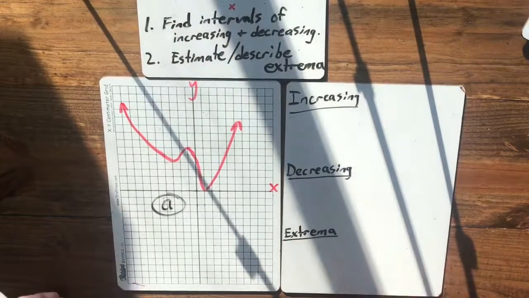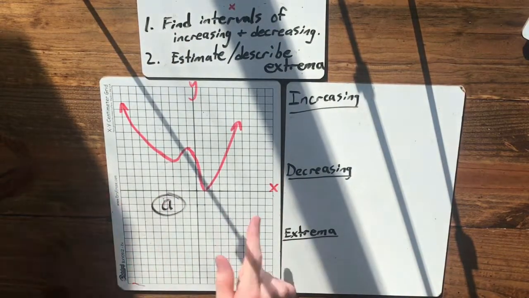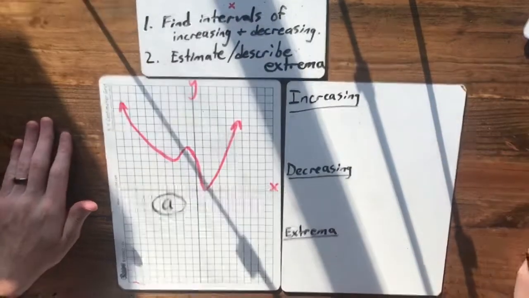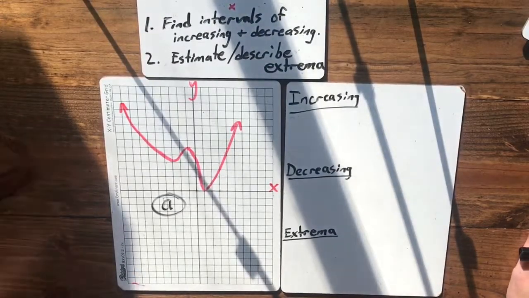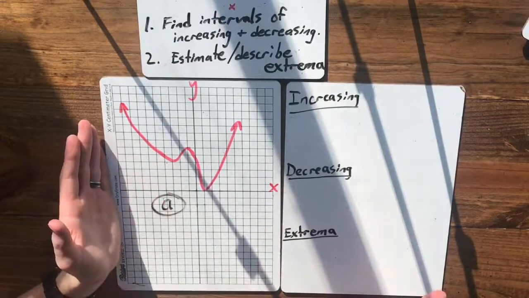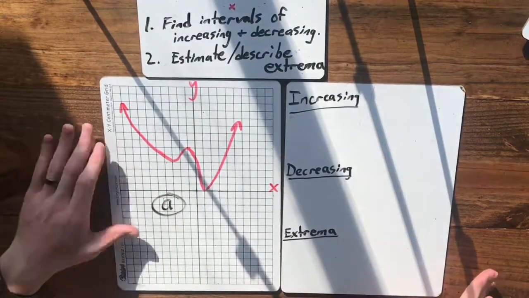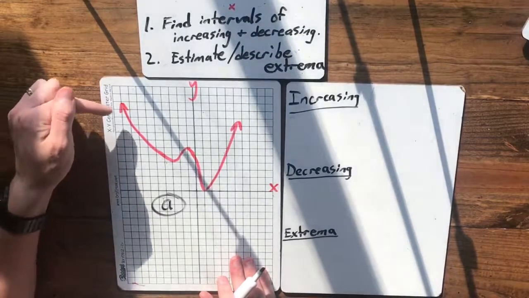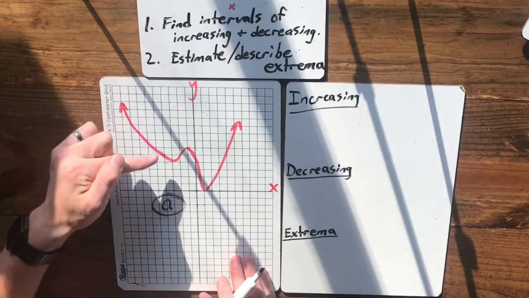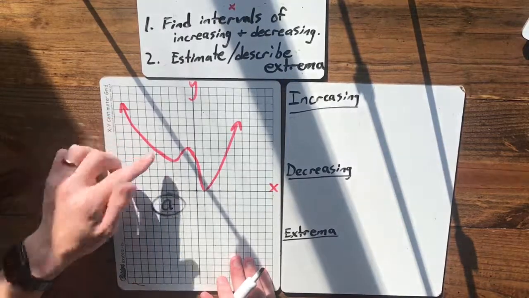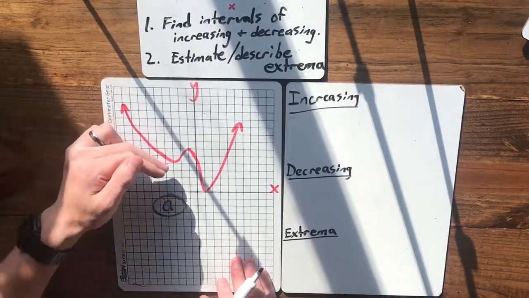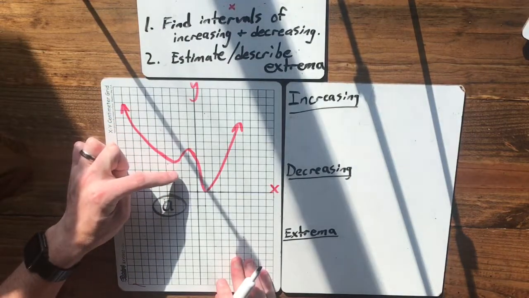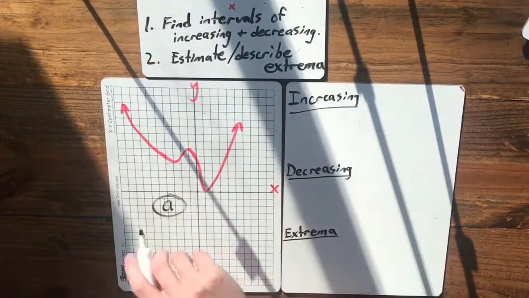So first, as we're looking at this from the left to the right, again, you don't have to think, I'm going to do intervals of increasing first, then I'm going to do intervals of decreasing. No, just read it from the left to the right and see what happens. As we start way over here at the left, at negative infinity, our graph is going down first. As we go from the left to the right, as our x values are moving to the right, it's going down. So I'm going to do an interval of decreasing first.